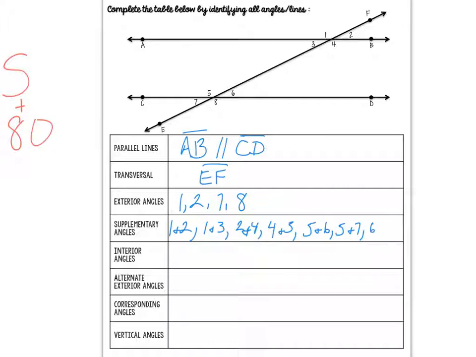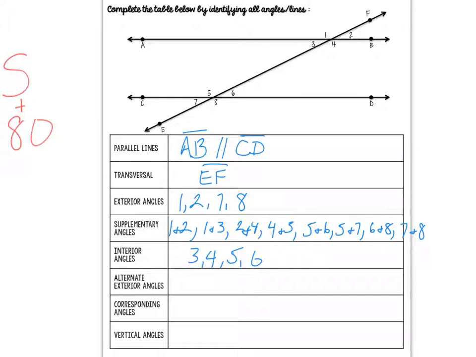6 and 8 are supplementary. And let's see, 7 and 8. I think we're good. Interior angles don't have nearly as many. We have 3, 4, 5, and 6.